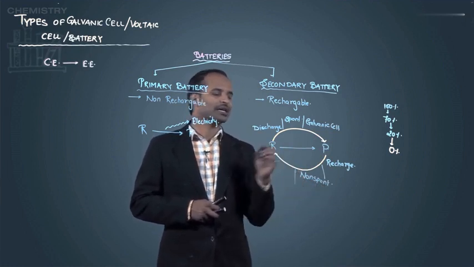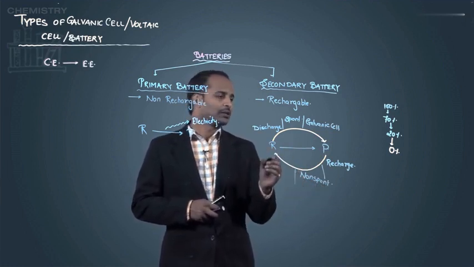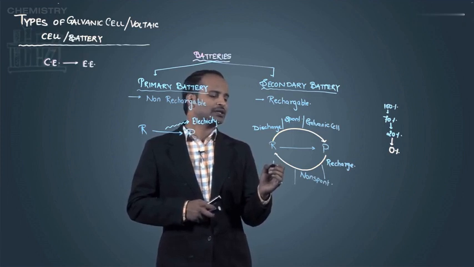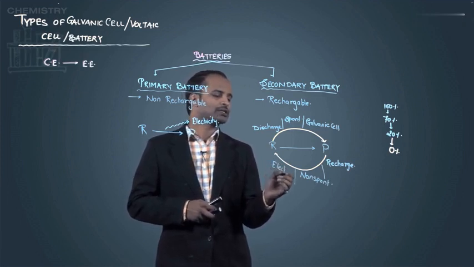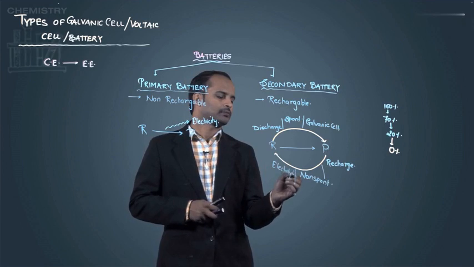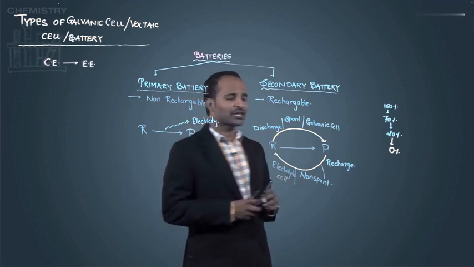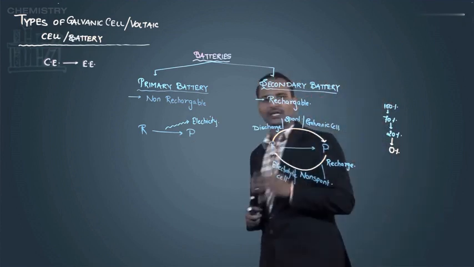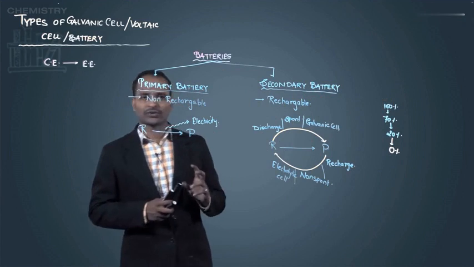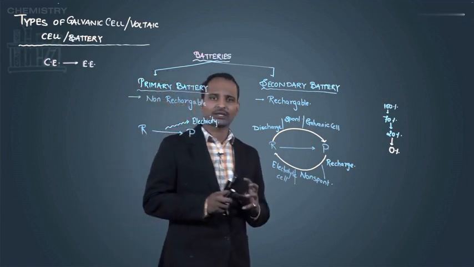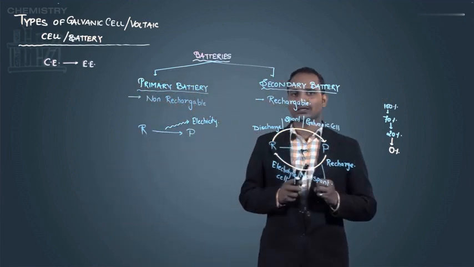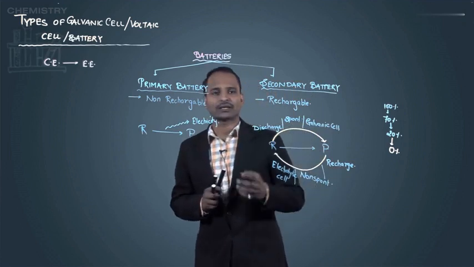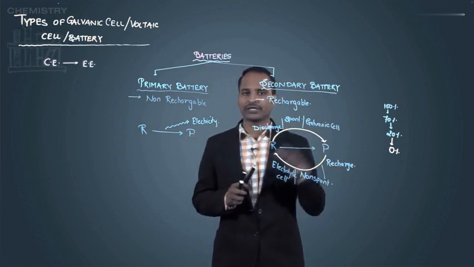When a reaction is carried out by using electricity, that cell is called an electrolytic cell. So during discharging, the battery is acting as a galvanic cell, while during recharging, it is acting as an electrolytic cell. So a secondary battery is one which at one time acts as a galvanic cell, and the next time, when you recharge it, acts as an electrolytic cell.